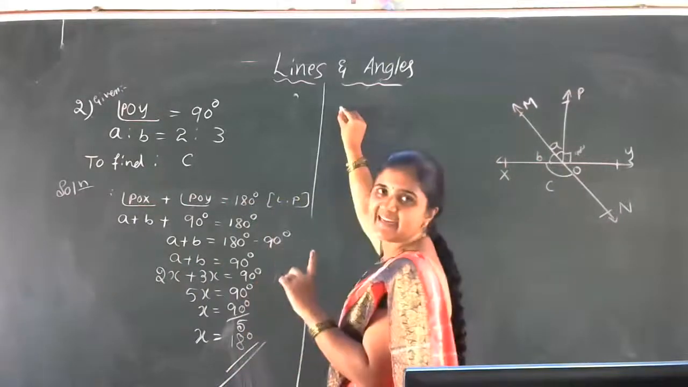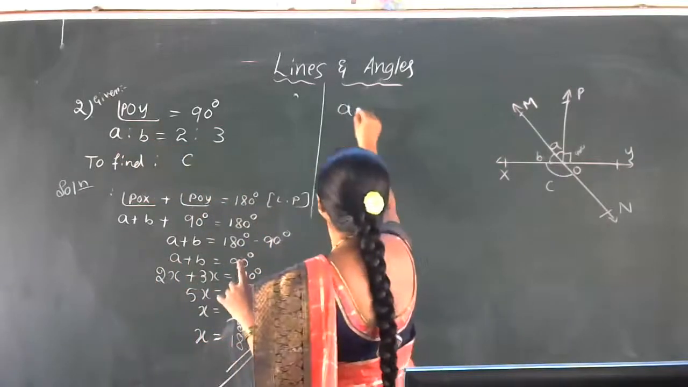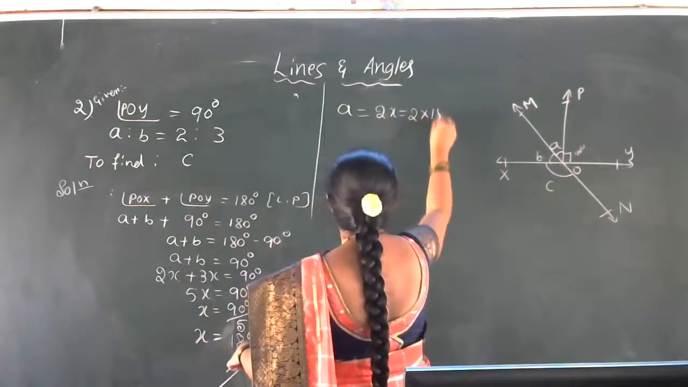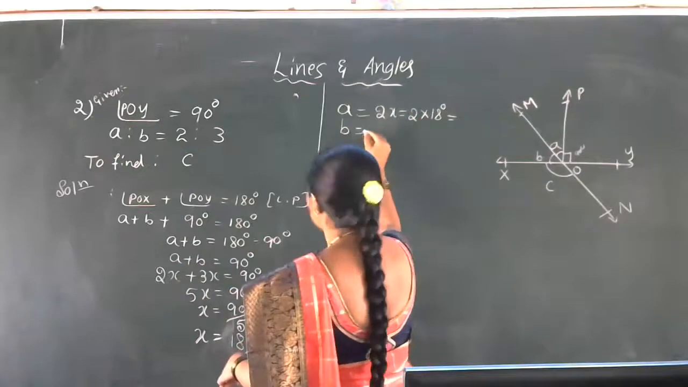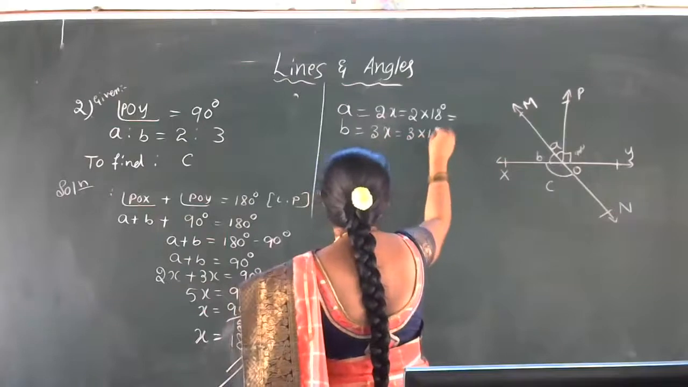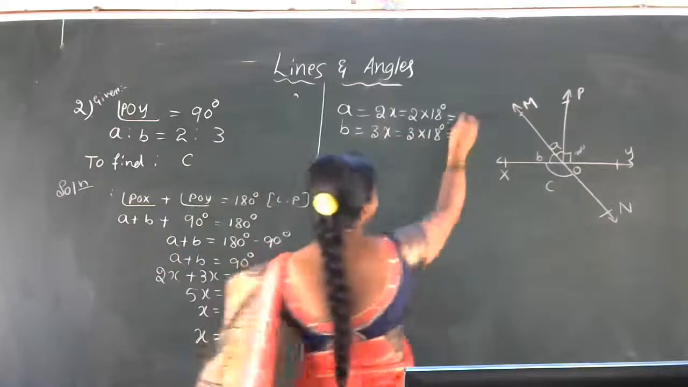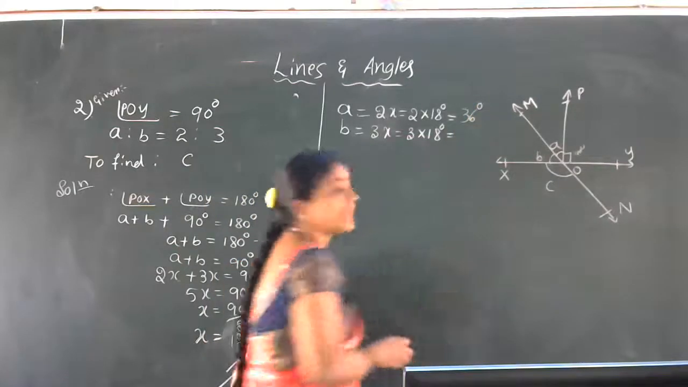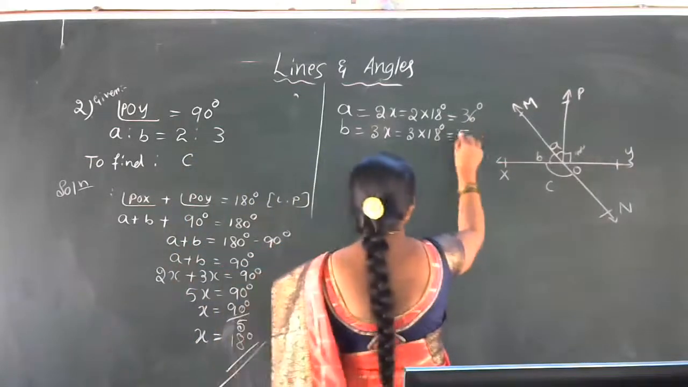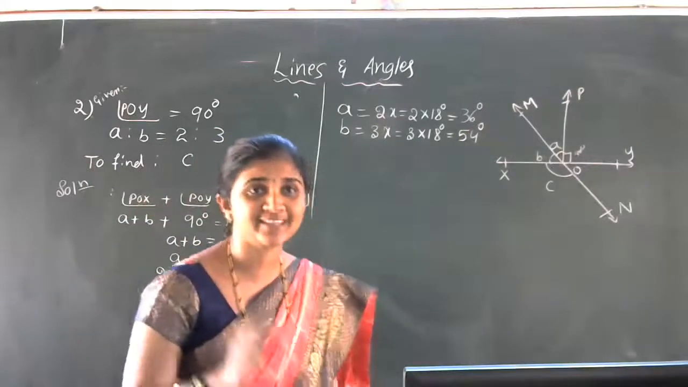Now we got 18 degree, right? So we have to find out A separately and B separately. A is equal to, what is the ratio of A? This is 2x. Then 2 into 18 degree. Then B is equal to, what is the ratio? 3x. That is 3 into 18 degree. So what is the answer for A? Angle A is 36 degree. Then angle B is 54 degree.